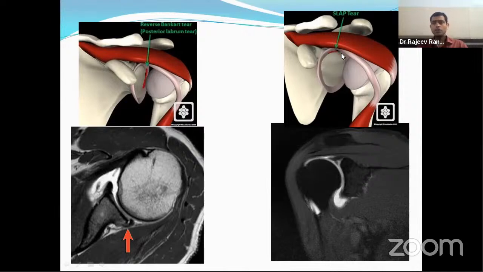This photograph shows the SLAP tear. SLAP is superior labrum anterior to posterior. This is also associated with instability. And in this MRI cut, we can see superiorly there is a clear-cut SLAP lesion, a SLAP tear, in this MRI picture.